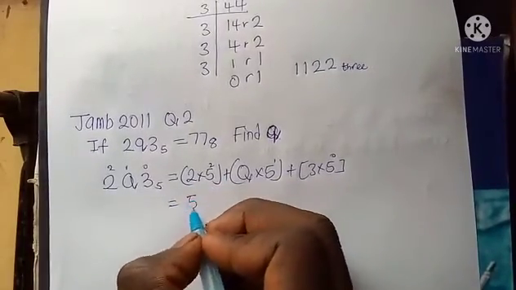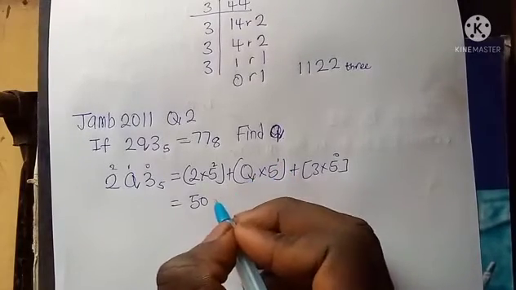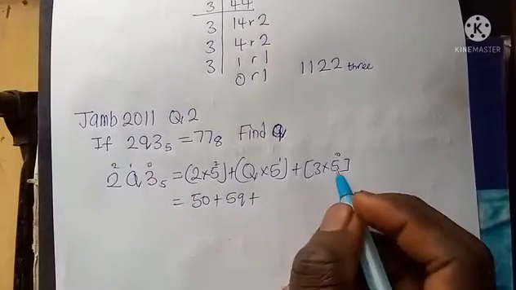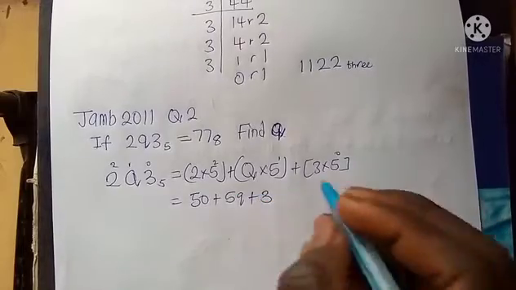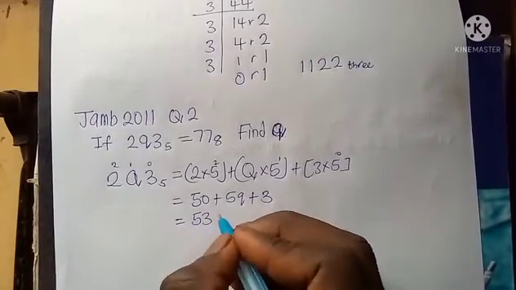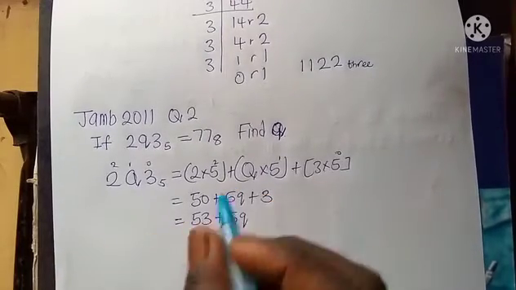5 raised to the power of 2 is 25. 25 times 2 is 50. Then 5 raised to the power of 1 is 5, and 5 times q is 5q. Then 5 raised to the power of 0 is 1, and 1 times 3 is 3. So this will be 53 plus 5q. So we'll be dealing with the second part.